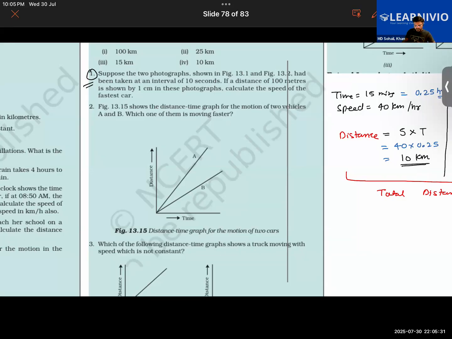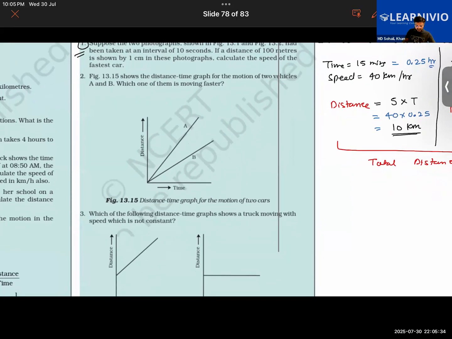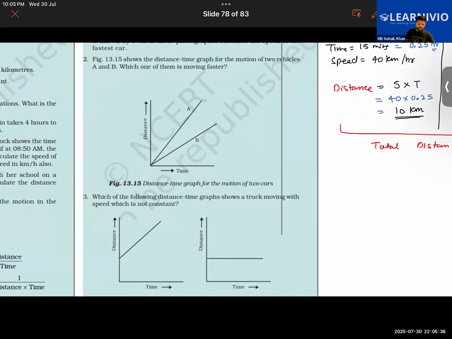Okay, so we will be skipping this question. We will do it in the next class. I will take the pictures first. Look at question number 2.